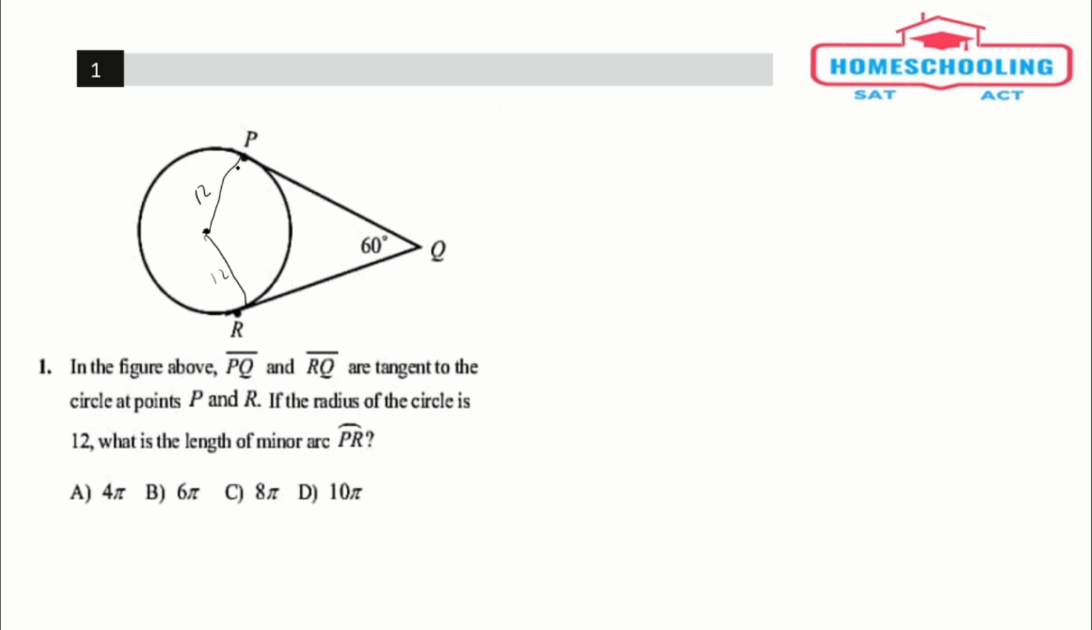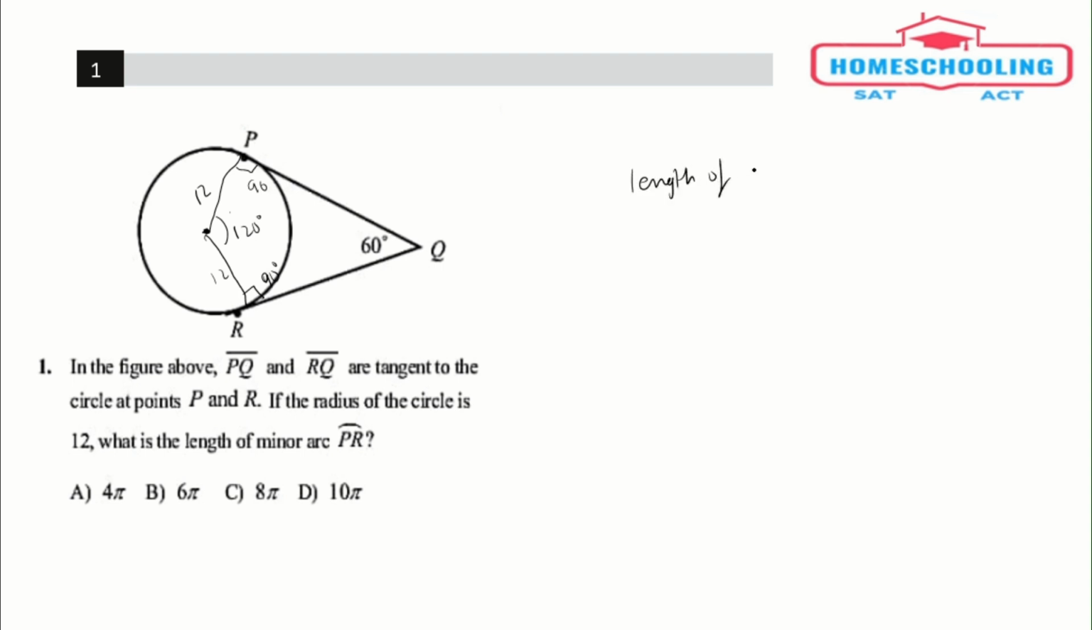As we know, the radius is always perpendicular to the tangent. So this is 90 degrees, this is 90 degrees, this is 60 degrees, and we know the sum of all angles in a quadrilateral is 360 degrees. These two angles add up to 180, and this would be 180 minus 60, which is 120 degrees. So we know what theta is. Now we can find the length of the arc.